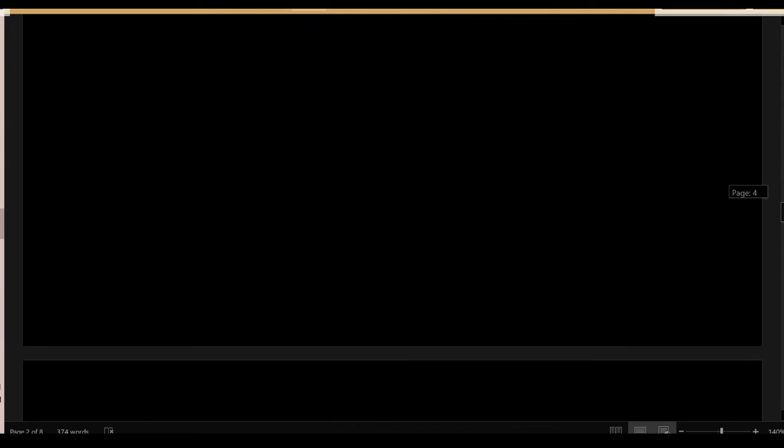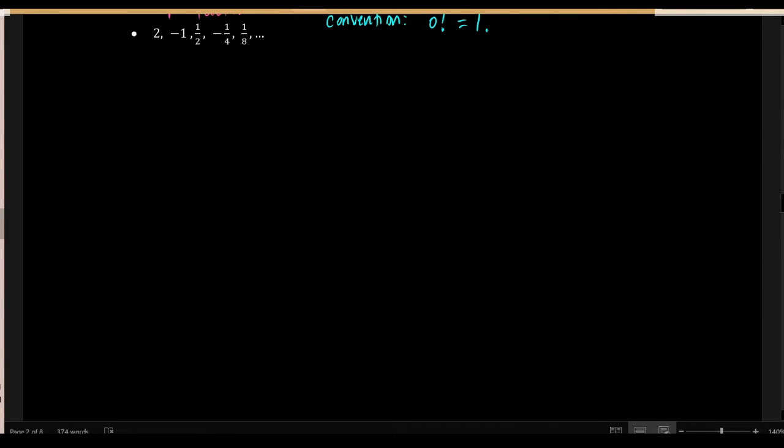Let's check out the next example. We have the sequence 2, minus 1, positive 1/2, negative 1/4, positive 1/8. Now, I think this is definitely not going to be an arithmetic sequence, because moving from 2 to minus 1 involves adding a negative number, negative 3, but moving from minus 1 to positive 1/2 involves adding a positive number. So this is definitely not arithmetic because there is no common difference. But let's see if we can figure out whether it's geometric.